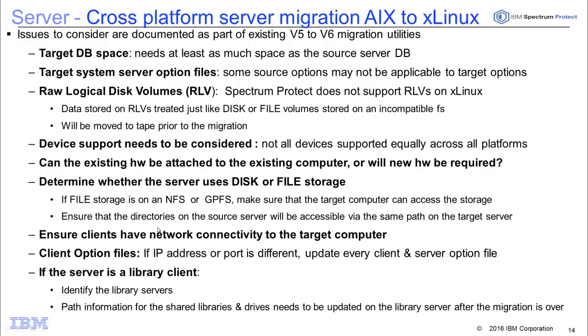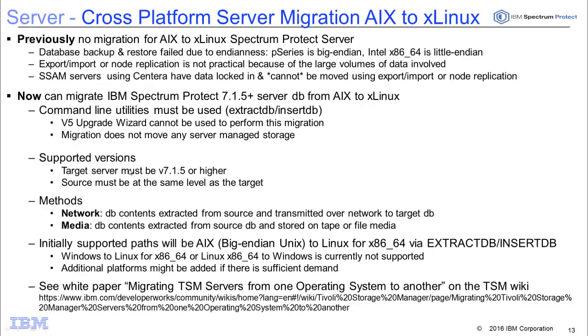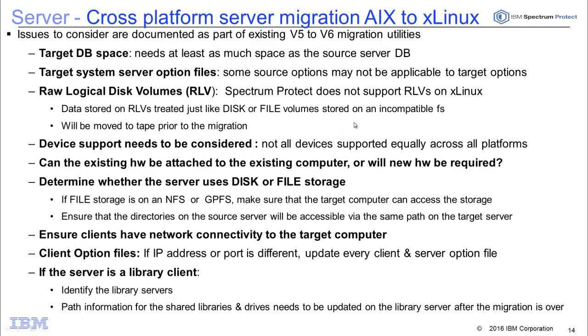You want to make sure your existing Spectrum Protect clients, that their option files are updated to point to the new server and that they have accessibility to that network as well. And finally, if the server is a library client, then you're going to need to look at the library servers and the path information for those shared libraries and drives. So what I just talked about is our ability to migrate from AIX Spectrum Protect server to an xLinux Spectrum Protect server utilizing the extractdb and insertdb commands.